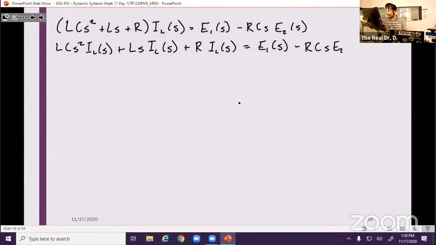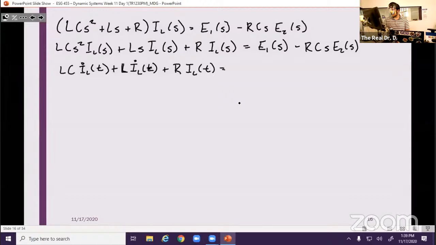Well, that's the same as s here, right? s is just my time derivative. So I can rewrite this as LC I double dot L of t plus L I dot L of t plus R I L of t is equal to E1 of t minus R C E dot 2 of t. Now, you'll notice this should be a double dot here. Now you will notice that I still use a capital I for current here.